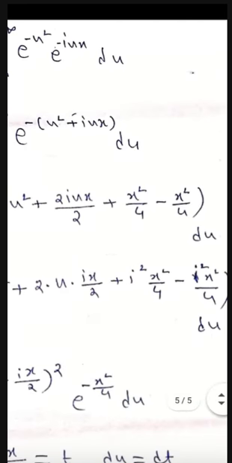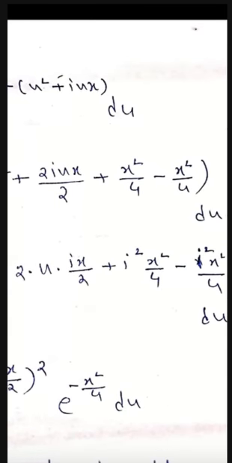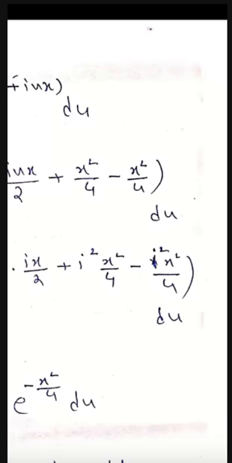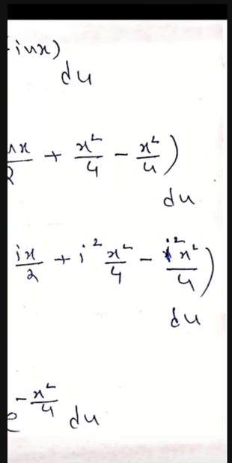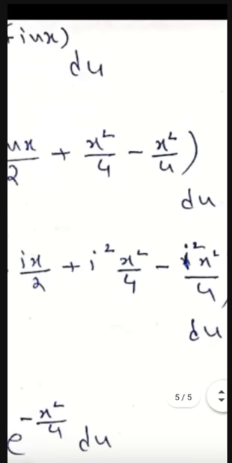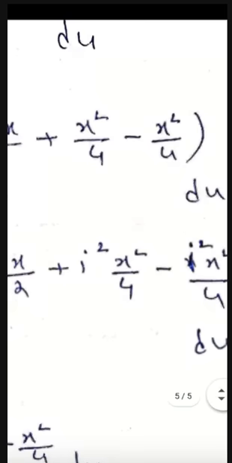That minus x square by 4 can also be written as i square into x square by 4, since i square is minus 1. So in the place of minus, I can write i square into x square by 4. Similarly, plus x square by 4 can also be written as minus i square, because minus i square is plus. So in the place of plus x square by 4, I have written minus i square x square by 4, and in the place of minus x square by 4, I have written plus i square x square by 4.